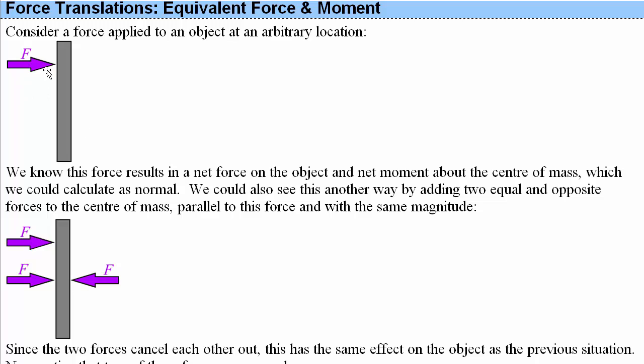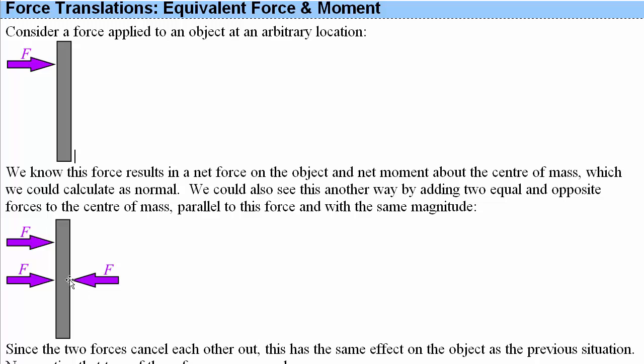Well, here's the construction to do that. Imagine adding two equal and opposite forces at the same spot and at the center of mass. These two, the bottom two in this picture, produce no net force on the object and no net torque on the object. So adding these two has changed nothing. It's changed nothing about the external motion of the object.